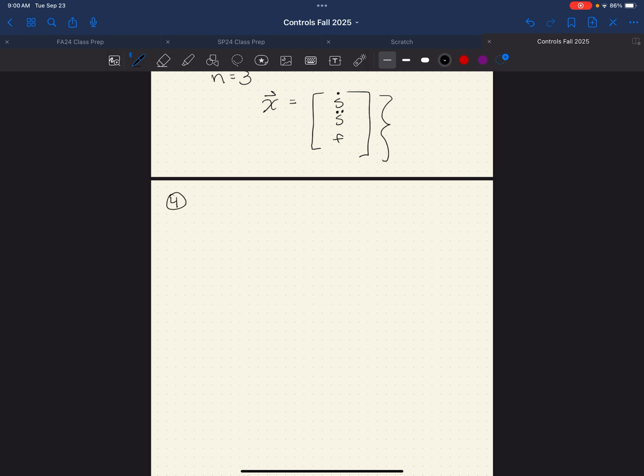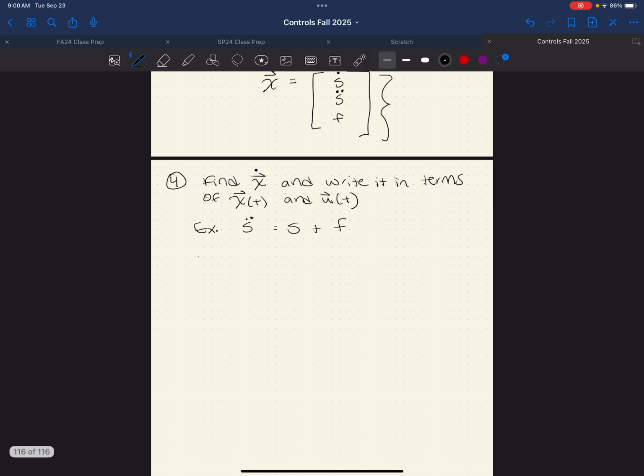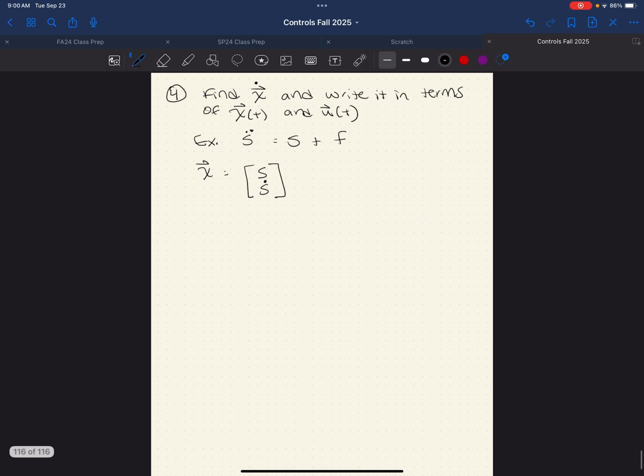Step 4 says find x dot and write it in terms of x of t and u of t. So again, let's find example, s double dot equals s plus f. We decided that my state here was equal to s dot. We did that in the previous step. So let's find the time derivative of this.